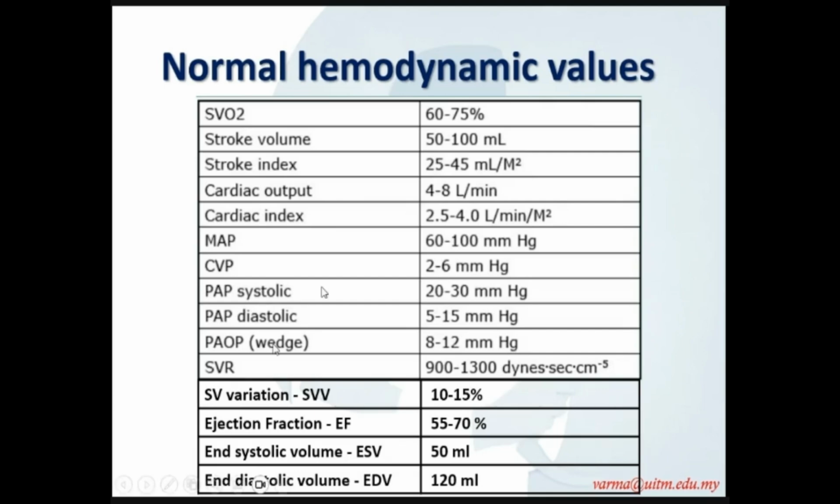Next, you have your MAP. This you all know. Next, you have to know your SVR, systemic vascular resistance. These are all calculated. We can't measure all of these. They are calculated by algorithm. Stroke volume variation is how much variation there is, for you to know fluid responsiveness, and ejection fraction, normal 55 to 70%. All these, the machine will calculate based on the algorithm.